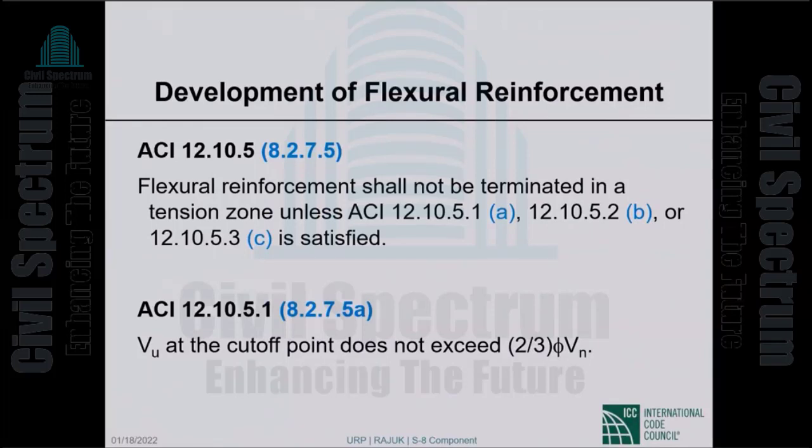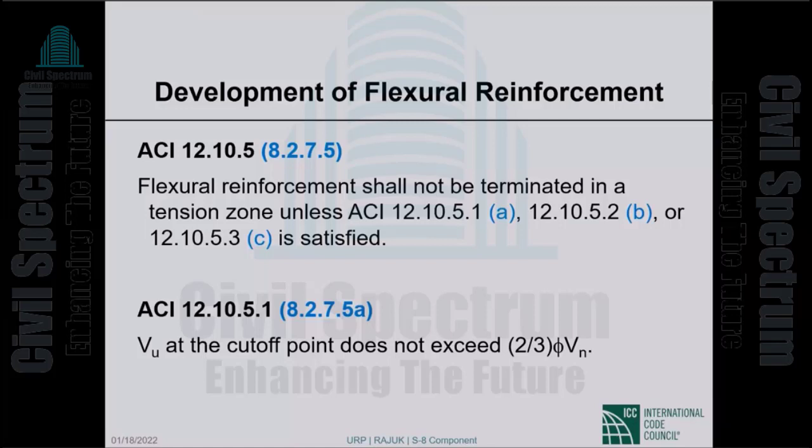Now, very importantly, flexural reinforcement shall not be terminated in a tension zone, where the bars are subject to tension, unless one of three conditions is satisfied. This is one out of three conditions, not all three, I want to emphasize. So flexural reinforcement shall not be terminated in a tension zone unless one of the conditions given is satisfied.